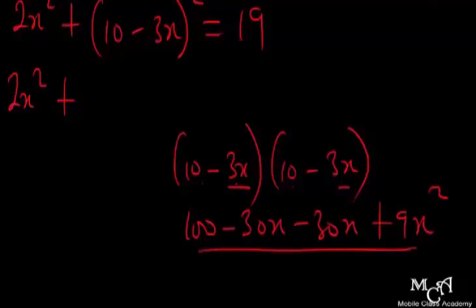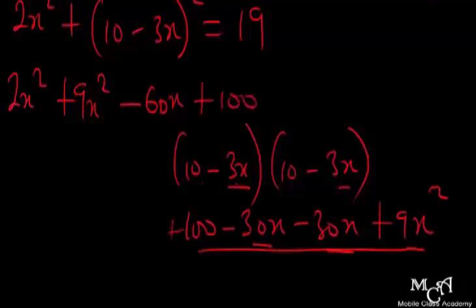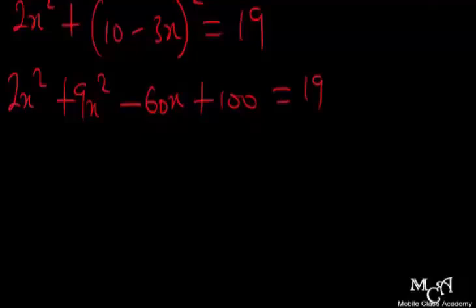So I'll now bring this expression here first. I have 9x squared, and then minus 30x minus 30x will give me minus 60x. And then this is plus 100, so this will be plus 100 equal to 19. So you can see what I did there. Let us clean off this part and move on from here.